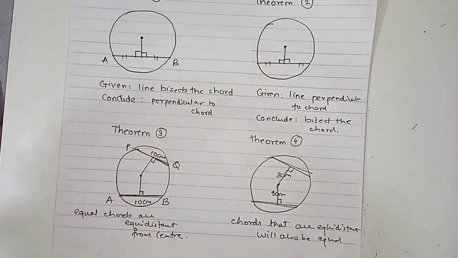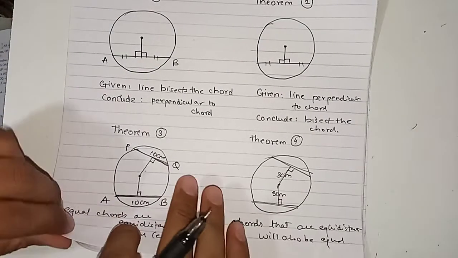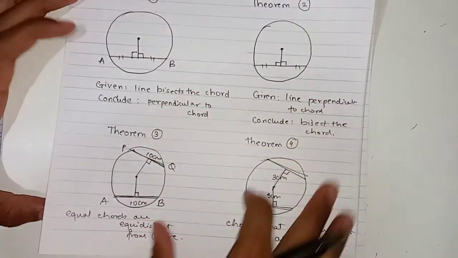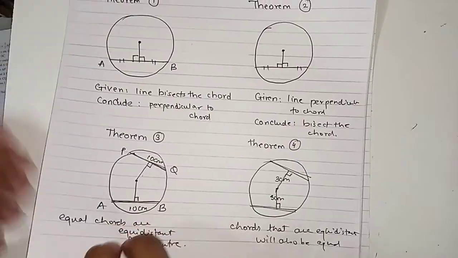Radius, you have understood what is radius? Radius is half of diameter. Okay, now based on this, let's start the exercise. Come to exercise 17a. Just you can go through these theorems once again, pause the video, rewind the video and just go through these theorems once again.